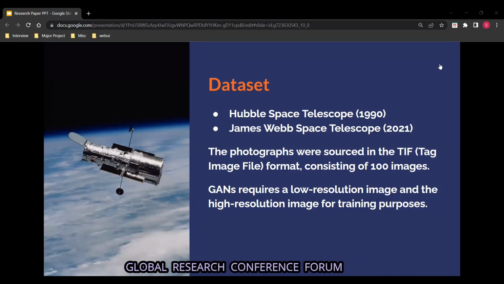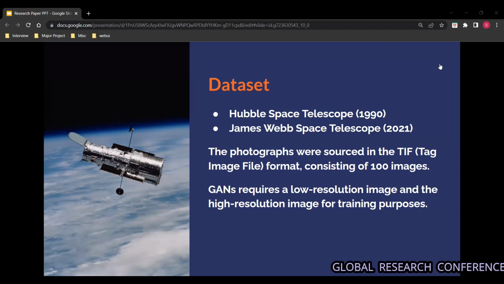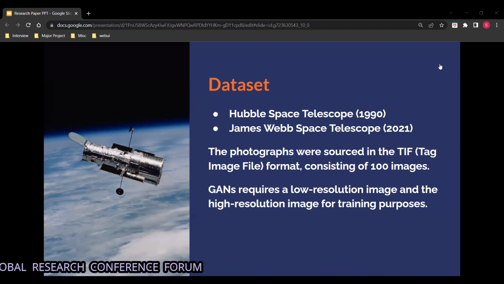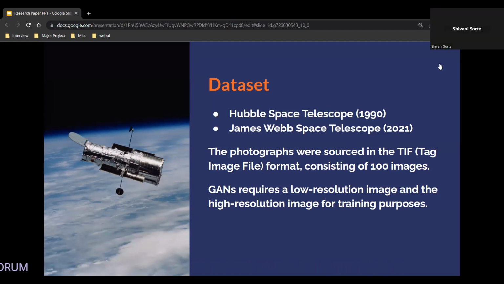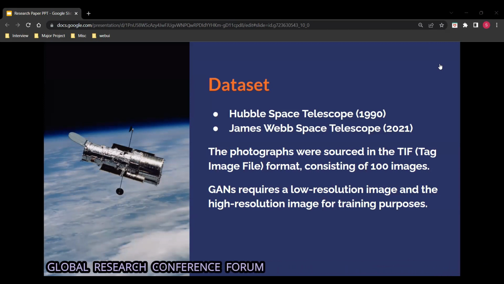The dataset. The dataset for this project was collected from real-life images produced by real-life telescopes. The telescopes being the Hubble Space Telescope, which was launched in 1990 and has made many important discoveries about the universe. The James Webb Telescope is a newer telescope and is much more powerful, that was launched in 2021. Together, these telescopes help us learn more about our universe. The dataset consists of 100 images total, sourced in the TIFF format.